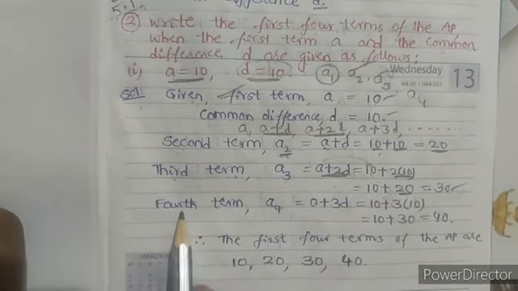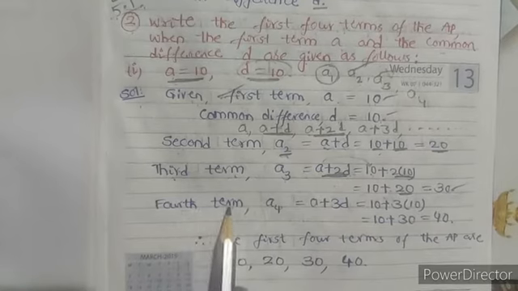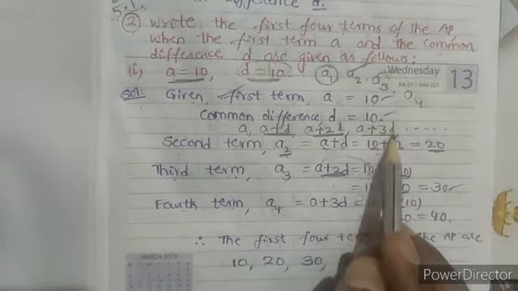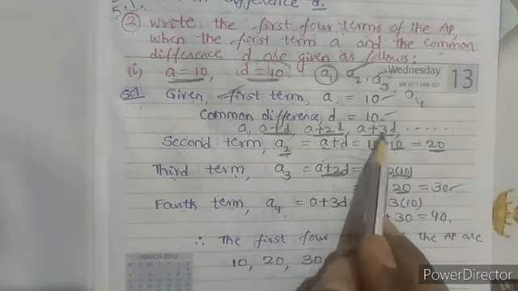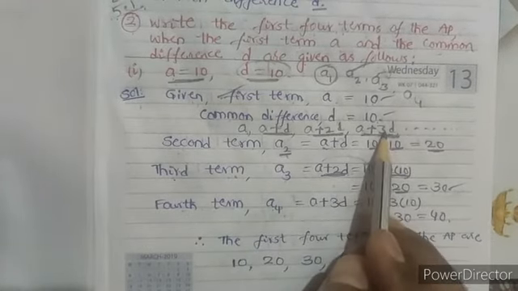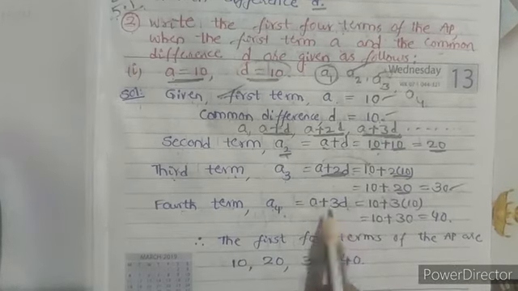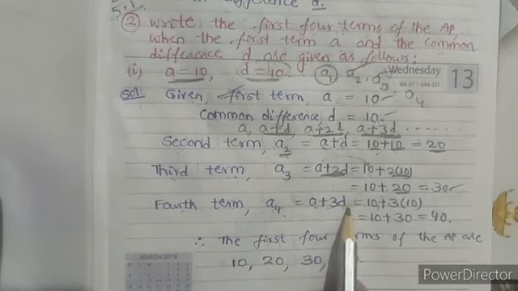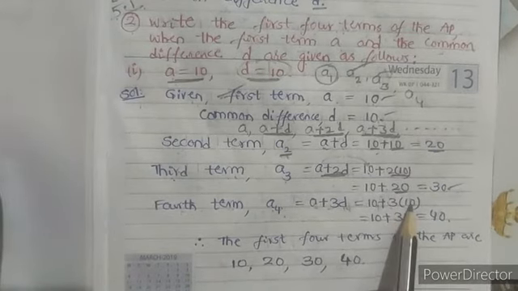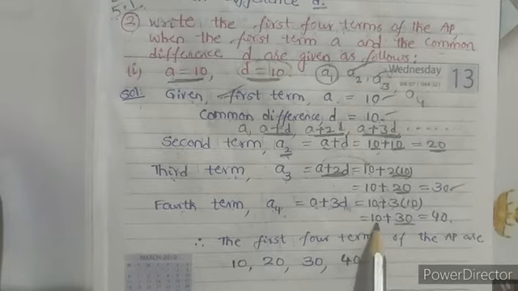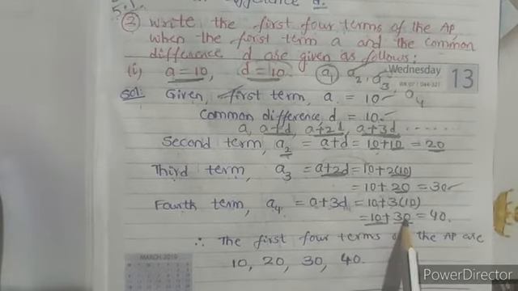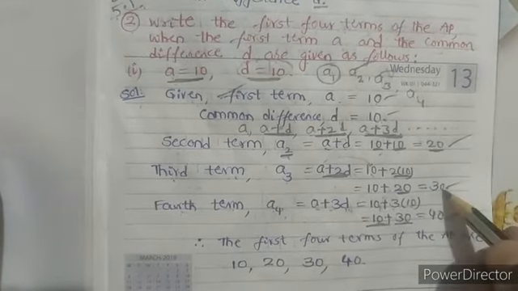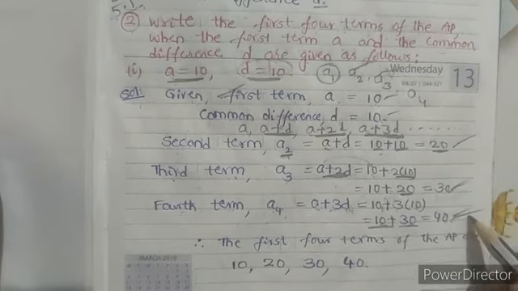Next, fourth term also we have to find. Fourth term is represented as a4. As per the general form, this is first, second, third, fourth. Fourth term is a plus 3d. a value is 10, plus 3d means 3 into d. 3 into 10, d value is 10. 3 into 10, that is 30. And this 10 as it is, 10 plus 30, that is 40. Now you got second term as 20, third term as 30, fourth term as 40.